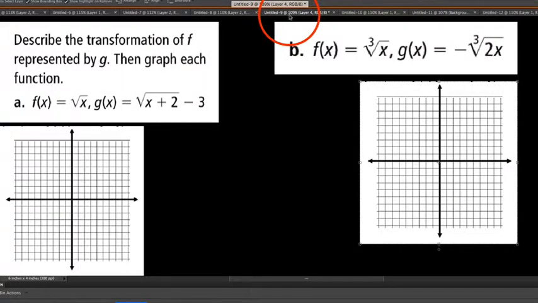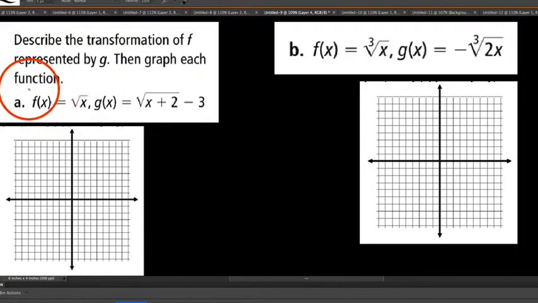Okay, YouTube, in this video we're going to continue our exploration of square root and cube root functions and their graphs, but also extend what we know about their transformations. So let's go ahead and take a look at these couple of examples here in which we're going to explore these transformations. We say describe the transformations of f represented by g, then graph each function.